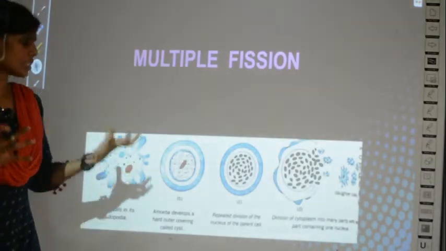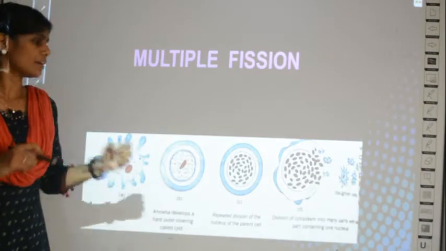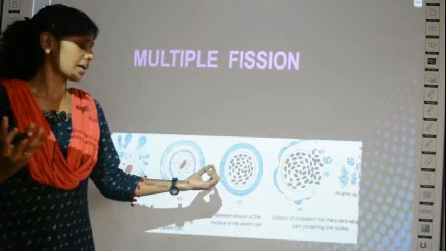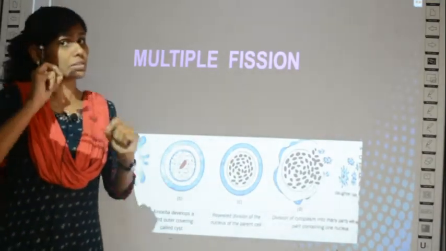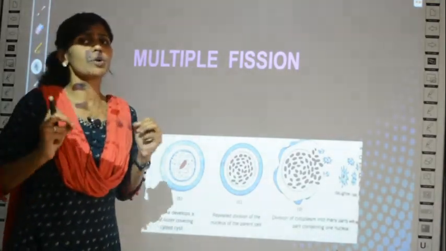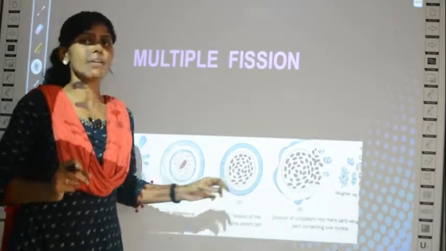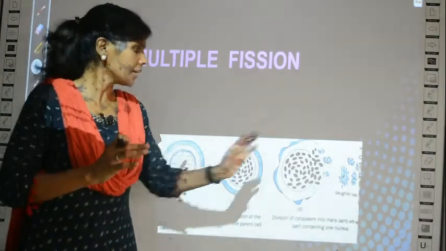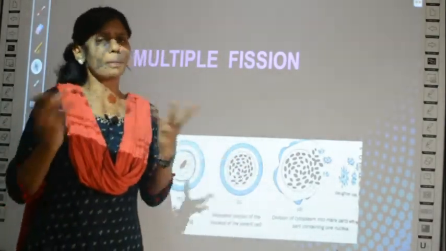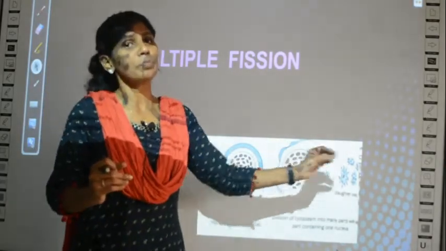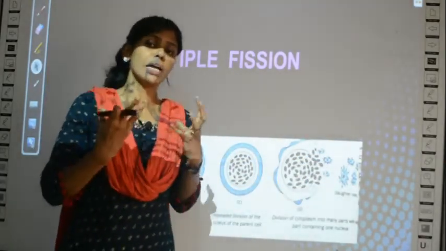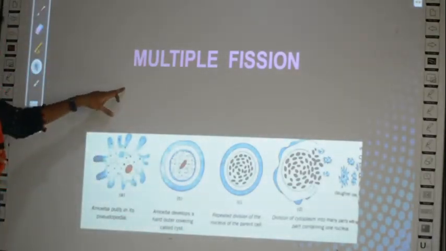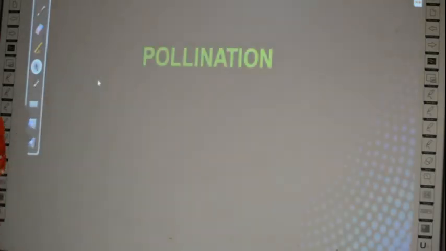During unfavorable conditions, it will opt for this multiple fission method, where a cyst or hard covering is formed, and when this is covered, the nucleus will multiply into many small bits. So many nuclei will be there, and on the return of favorable conditions, whenever there is a good environment outside, this cyst wall will break or burst, and it will release all the nuclei, and every nucleus will have the ability to develop into one new amoeba or individual, and it is called the daughter cell.